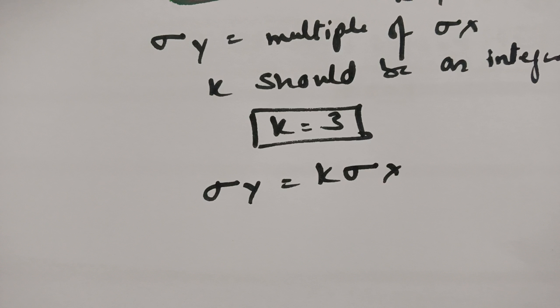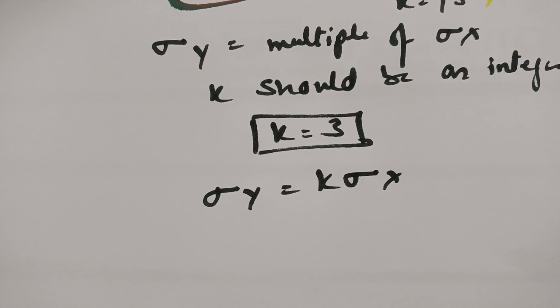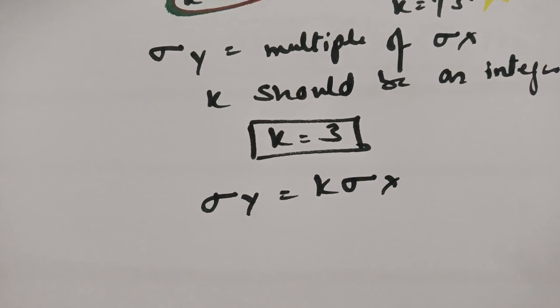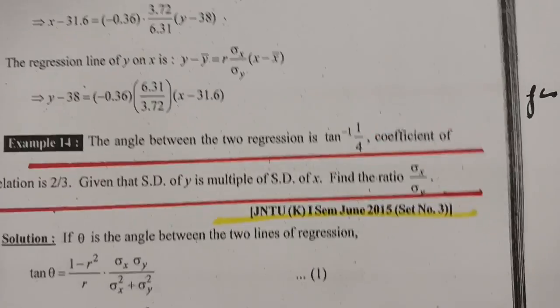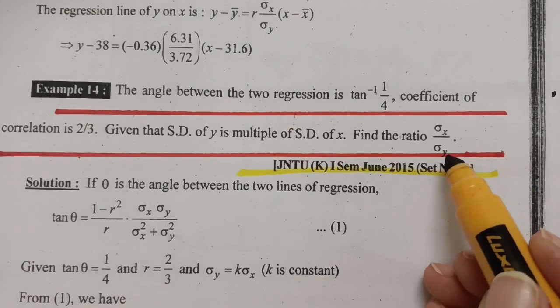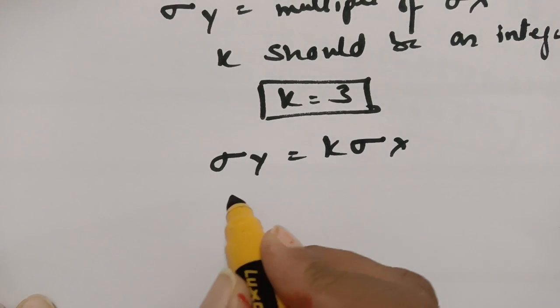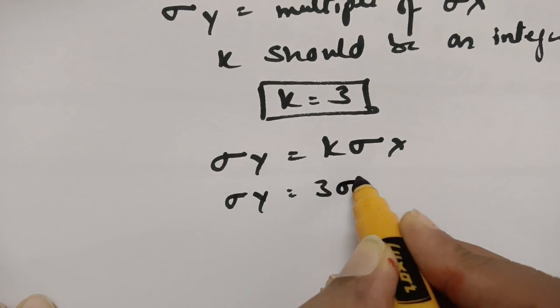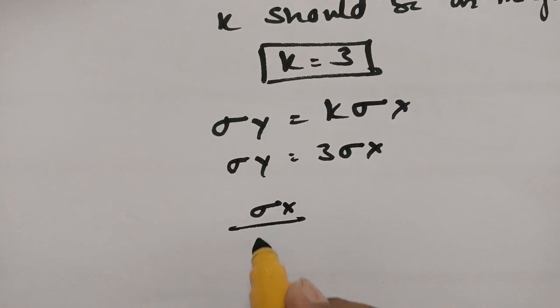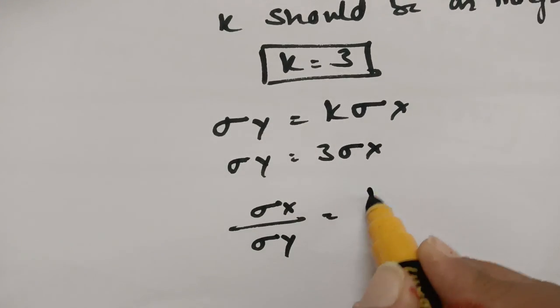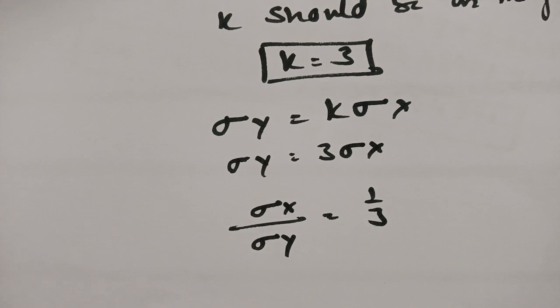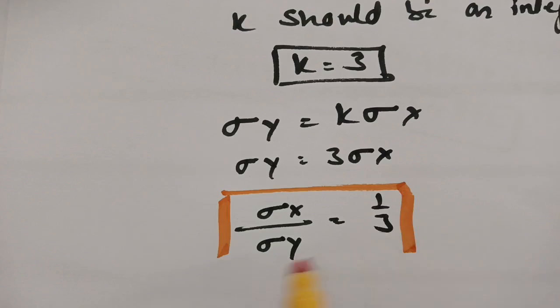So here what is the fraction? See, just now I have shown you, as we need the fraction here, that is sigma x by sigma y. So here from this, what is sigma x by sigma y? So if I take k value is equal to 3, so sigma x by sigma y value is equal to 1 by 3. So this is the required answer here. Sigma x by sigma y is the required answer here.